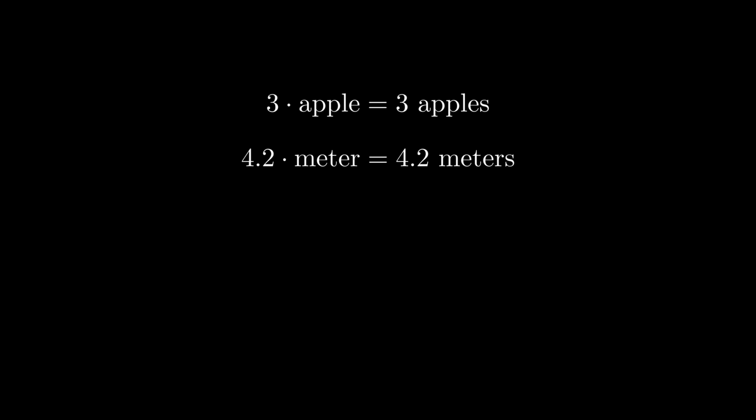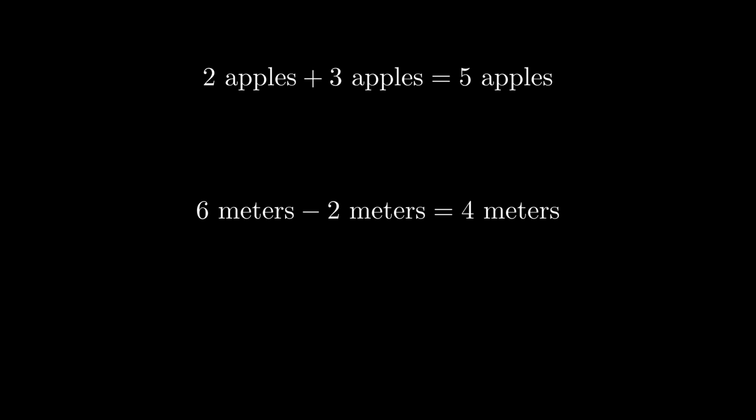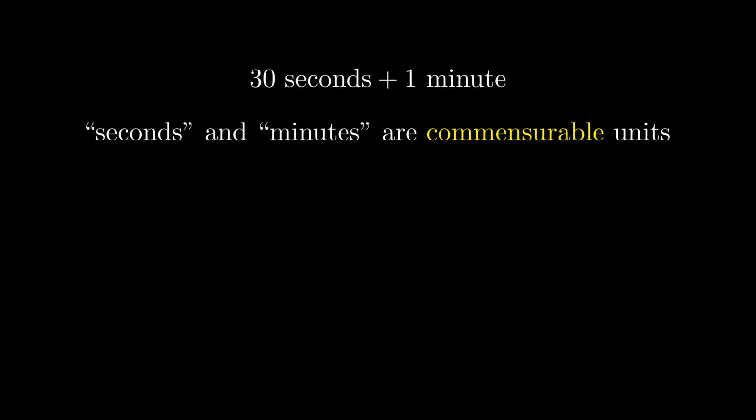Now let's talk about the arithmetic we can do with these units. I can take any unit and multiply it by a dimensionless value. It should also be fairly intuitive how to add and subtract these units. It is as if we are treating the unit like a variable. In fact, sometimes we can even add different units together. For instance, 30 seconds plus 1 minute is still a coherent quantity, as both of these units measure time. When different units can be added together, we call these commensurable units.